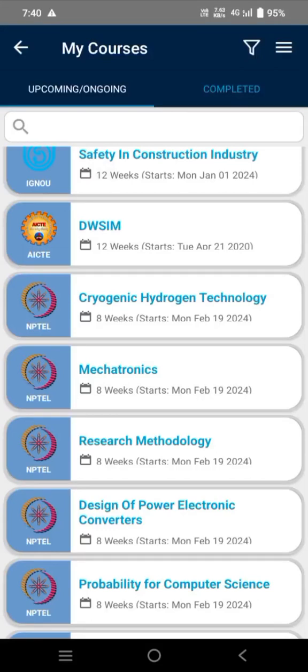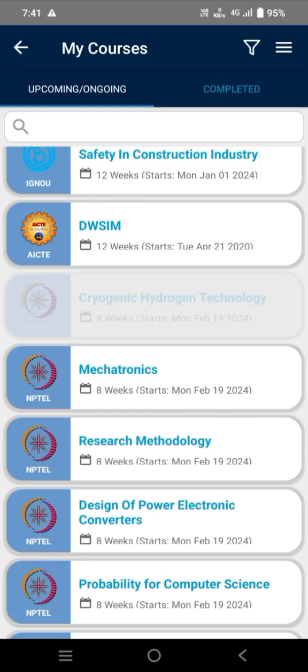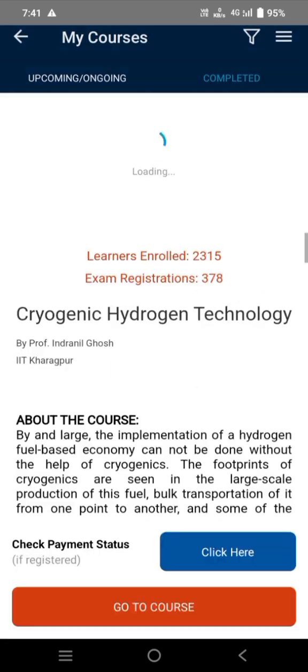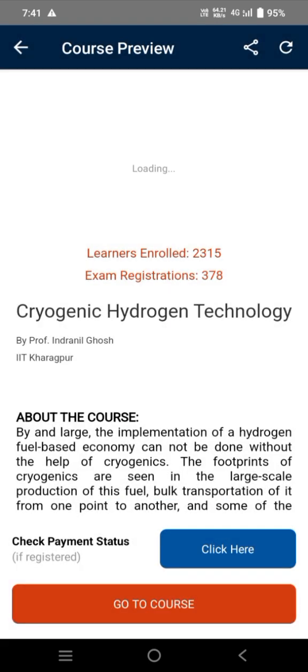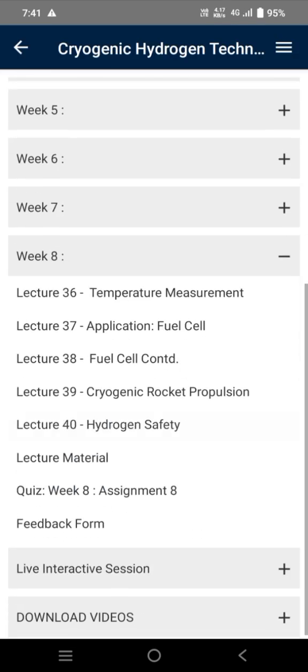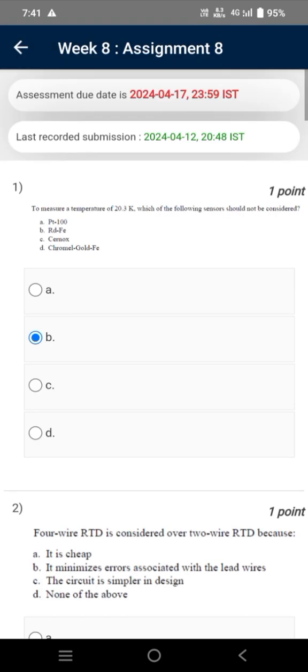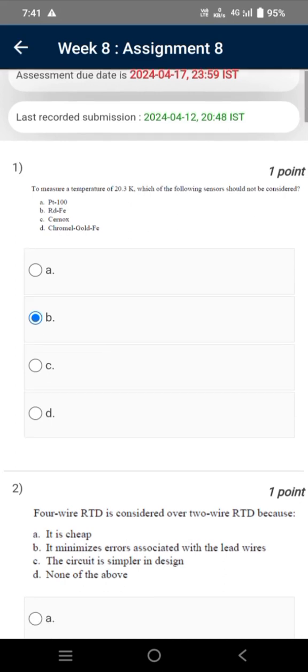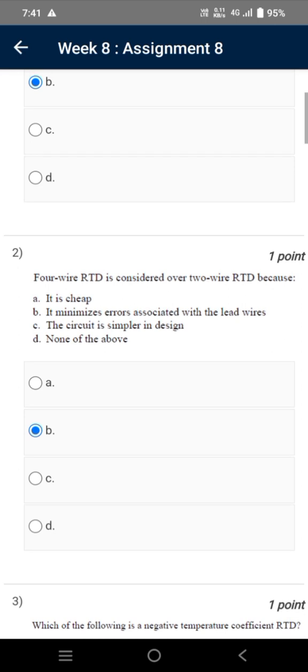Today we are going to discuss the NPTEL Cryogenic Hydrogen Technology last assignment, that is the week 8 assignment. So we need the week 8 assignment. The answer for our first question will be option B, that is RDFE. Question second, answer will be option B, that is it minimizes the error associated with the lead wires.